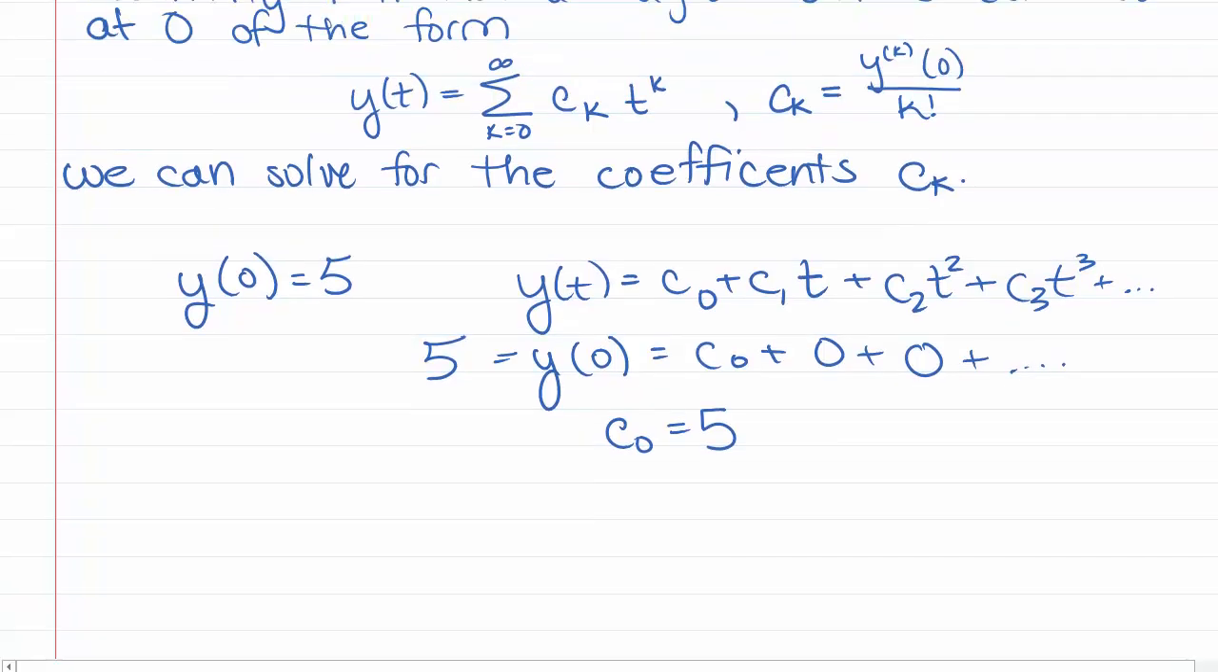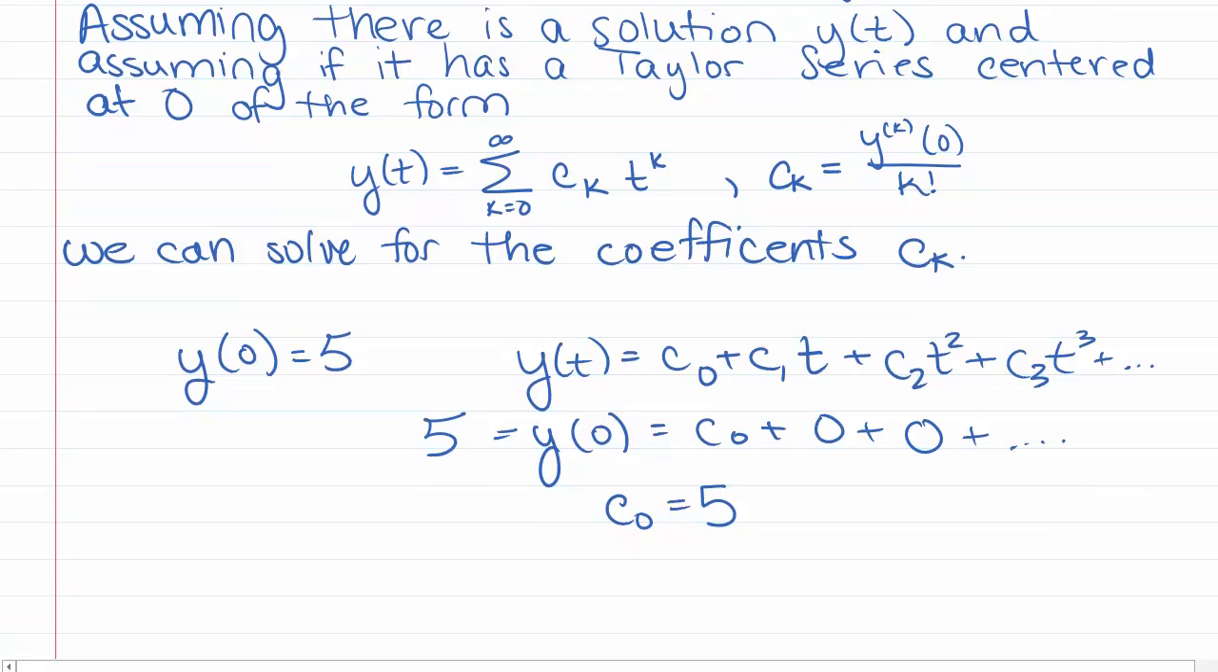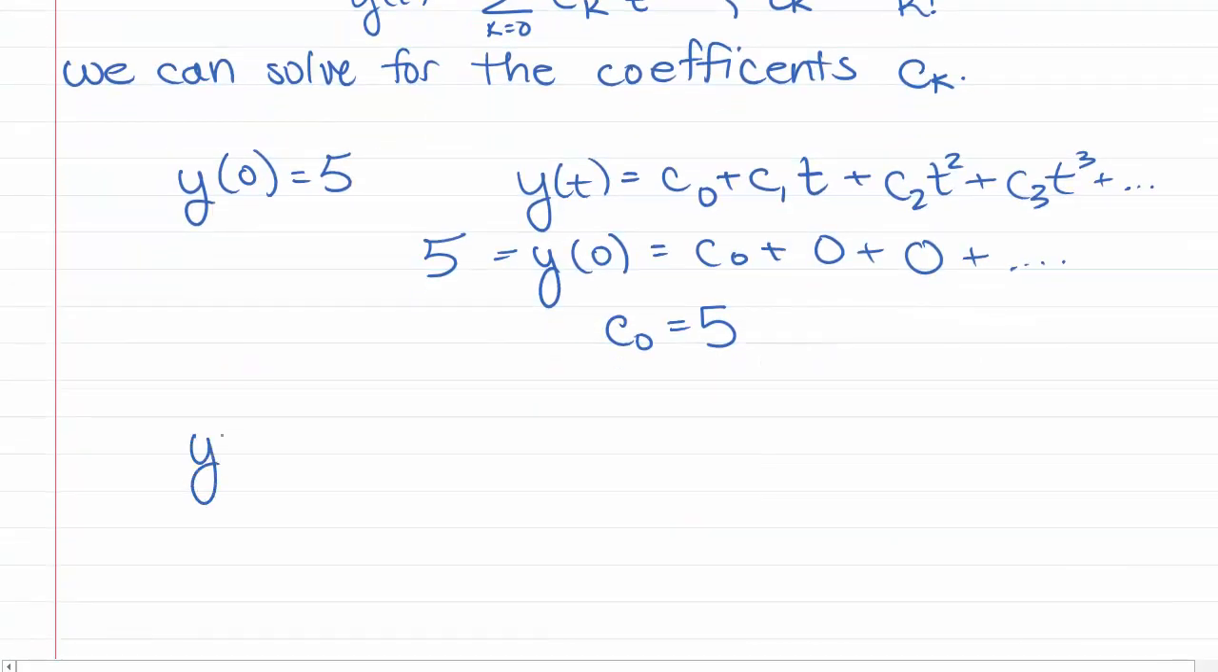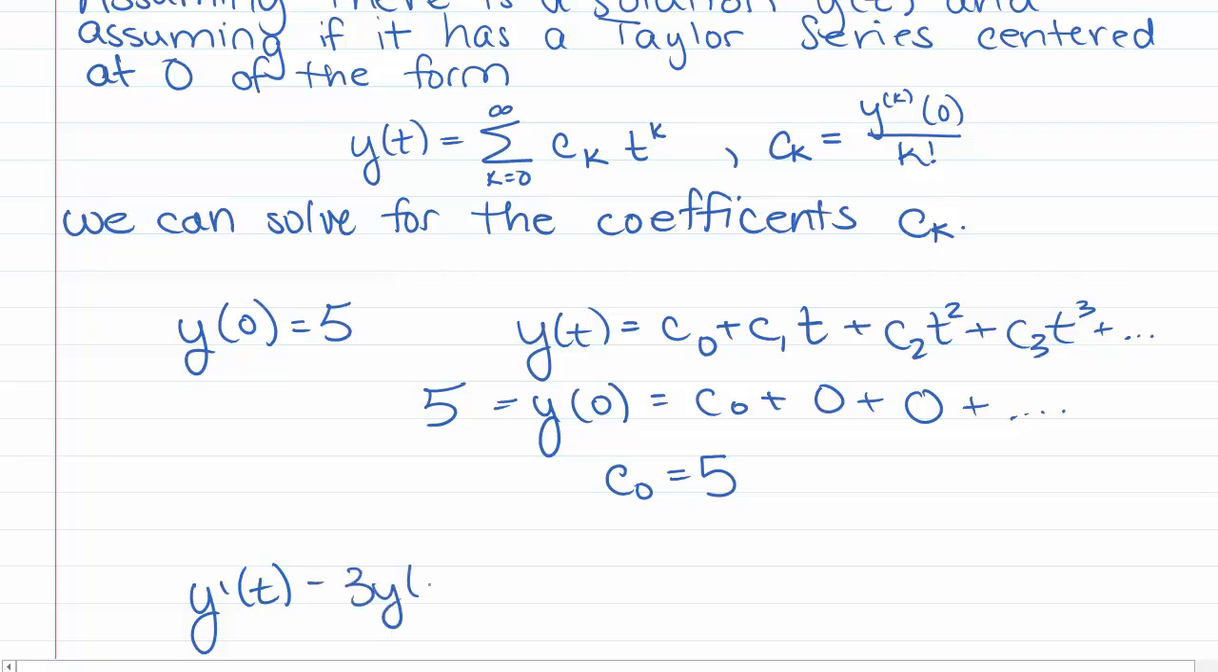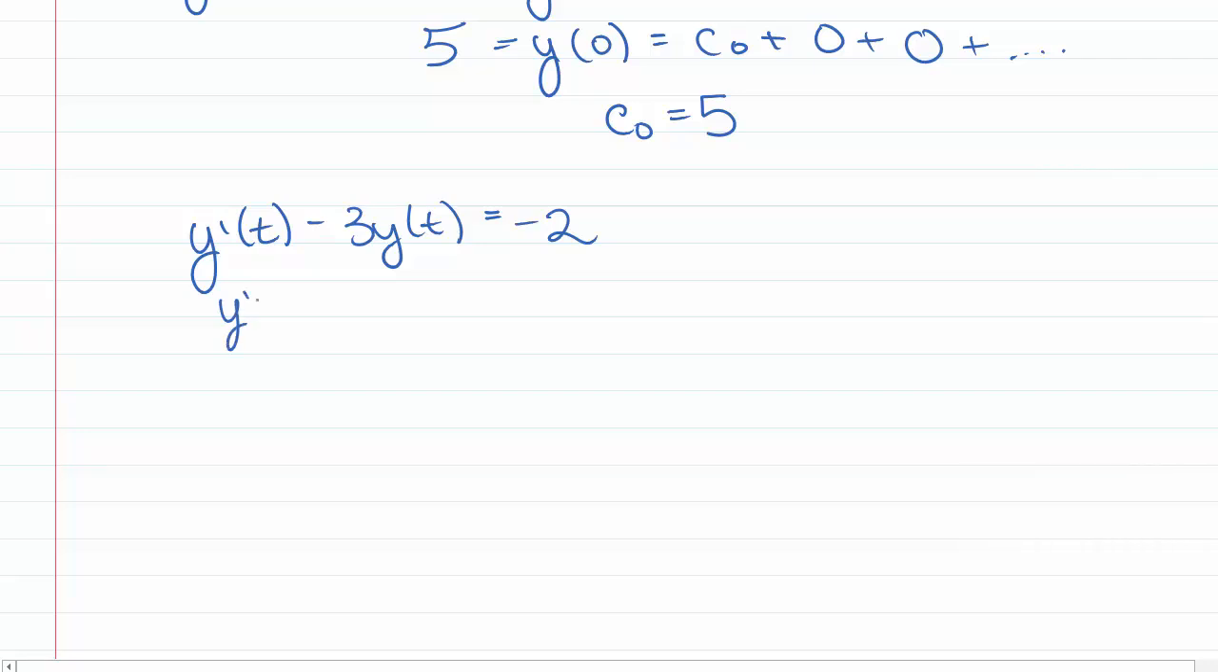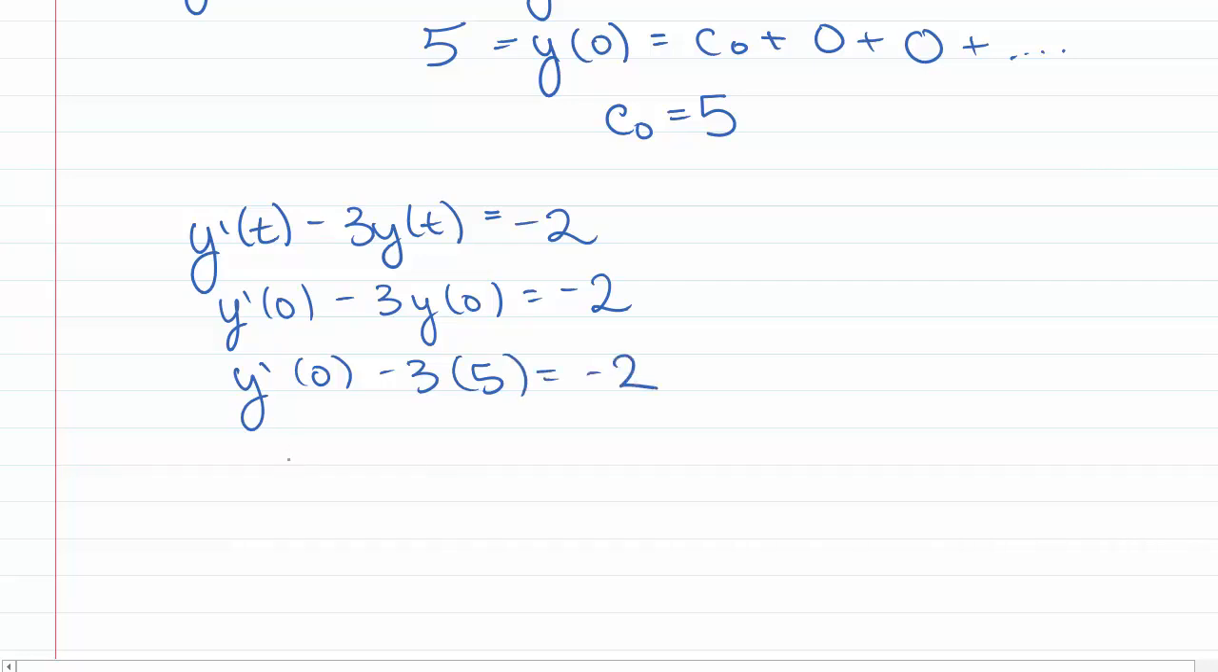Well, remember what we do know. We know something about the derivative. We know that y prime of t minus 3y of t is equal to negative 2. So how can we use that? Well, that means if we plug 0 into this equation, we get y prime of 0 minus 3 times y of 0 should be negative 2, but we know y of 0, so y prime of 0 minus 3 times 5 should be negative 2. So y prime of 0 is going to equal, we're going to add 15 to the other side, so 13. Okay, so now we know y prime of 0 is 13.